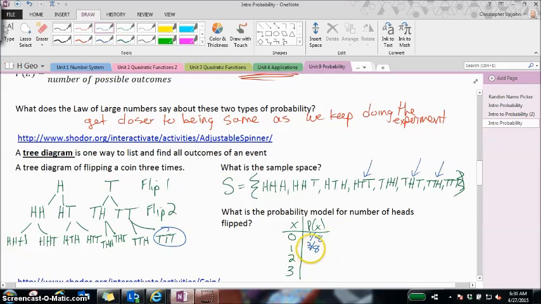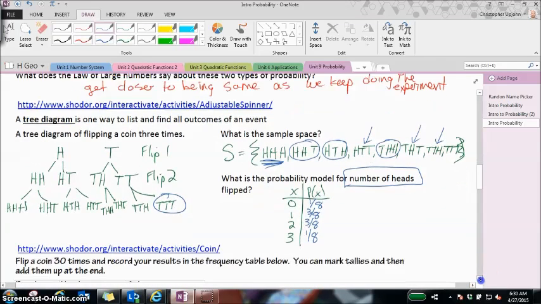What about exactly 2 heads? We get here, here, and here. Again, 3 out of 8. And those are simplified. You cannot simplify those anymore. And again, 1 minus all 3 of those should give me the last one. How many times can we get 3 heads? There's only 1 way, there's only 1 left. So it's 1 out of 8. And that's our probability model. List of all the possible outcomes, for the number of heads in this case, and their probability. And then we can work with that.